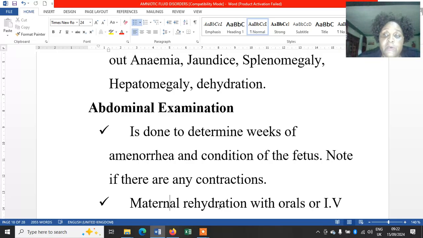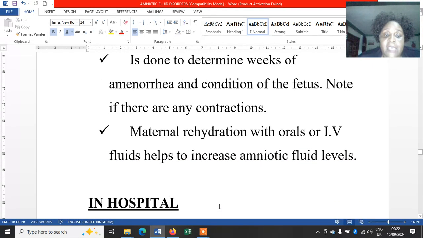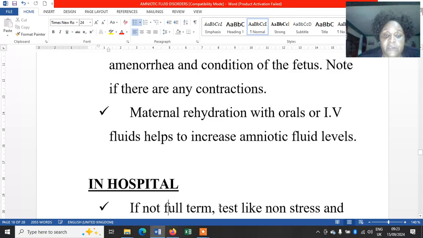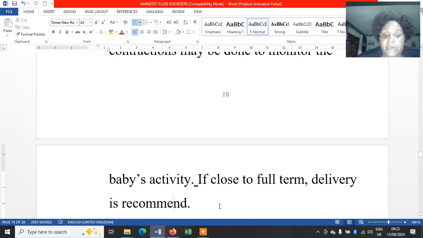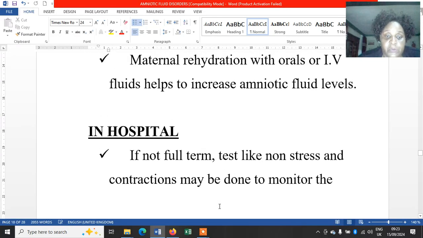And also go ahead to note whether there are any contractions. Assess signs of maternal dehydration, and if the mother is dehydrated, offer some oral or IV rehydration, and this may in turn help to increase the amniotic fluid levels. Write a referral note and refer to hospital.